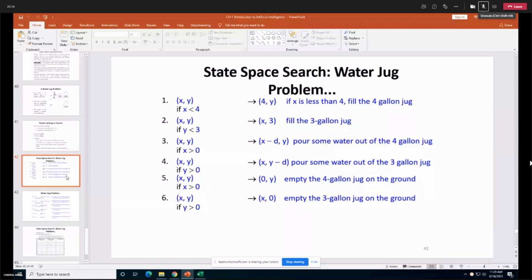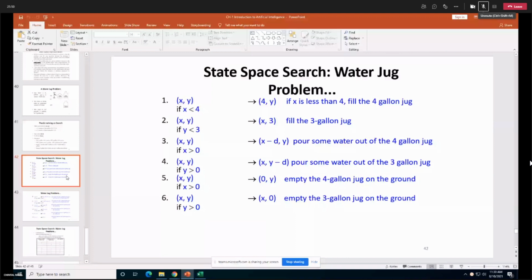The condition is that if X is less than 4, then we need to fill the 4-gallon jug completely. This is the first rule. So X becomes 4, whatever the value is. Even if X is 1.5, we can apply this rule. So if X is less than 4, we fill the 4-gallon jug completely.